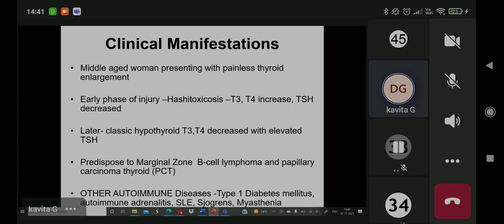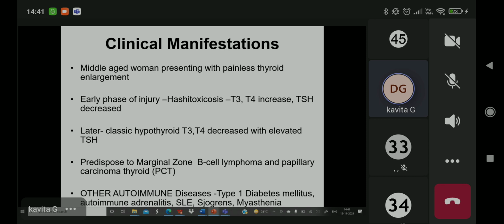So the clinical manifestations of Hashimoto: we've already discussed the age group. She's going to have a painless thyroid enlargement. In the early phase of injury, there is hashitoxicosis, so it becomes very active. The T3, T4 increases, TSH decreases. And later, the classic hypothyroid picture: T3, T4 is decreased with elevated TSH, right? So initially the activity increases, later it decreases.